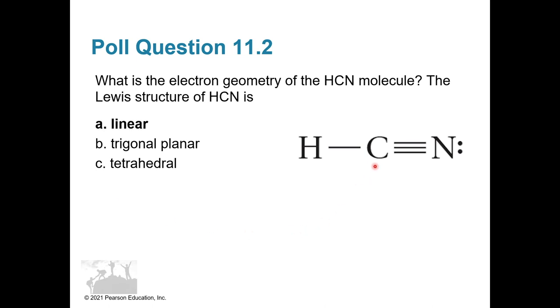So the answer is A. There are only two electron groups. So we have one single bond and one triple bond. One bond plus one bond is two bonds, so two electron groups. That gives us a linear geometry.